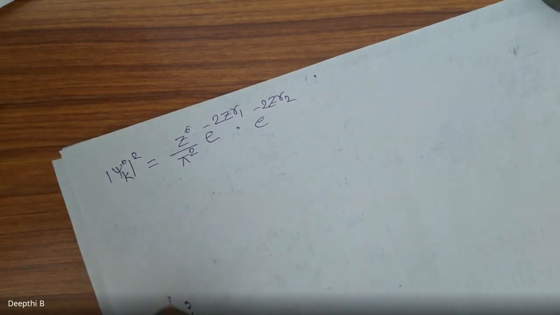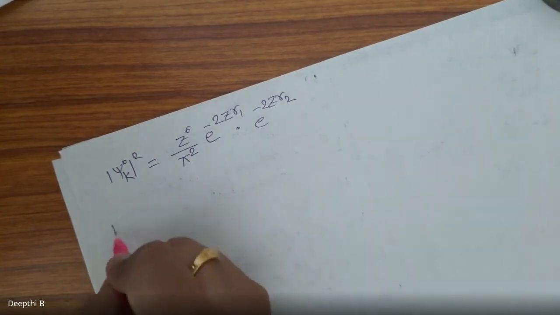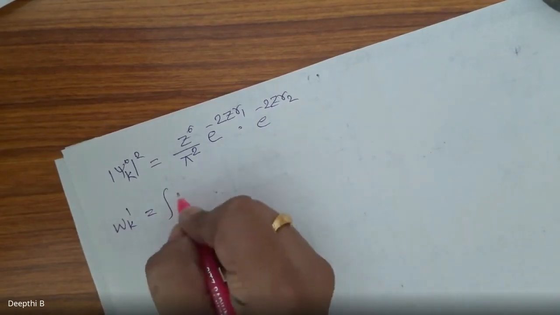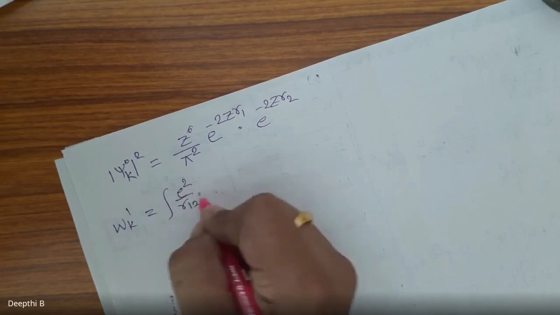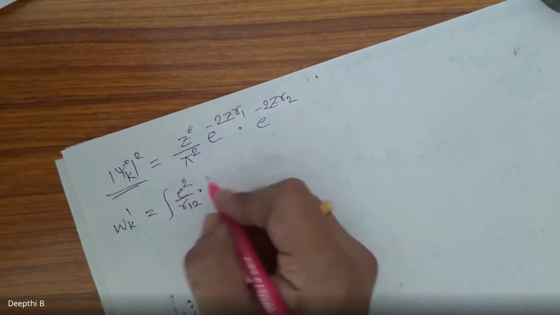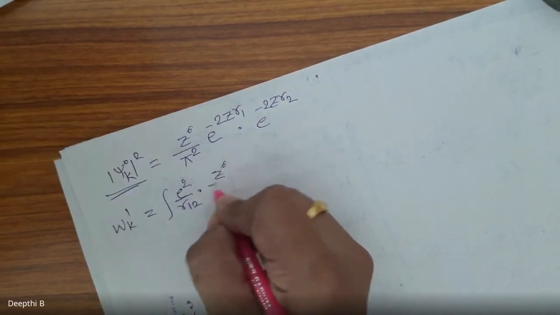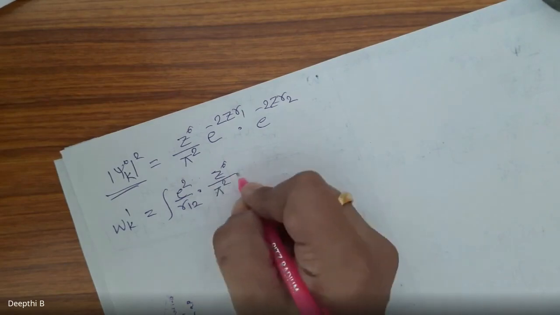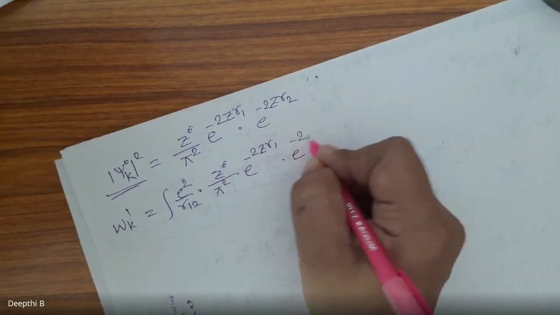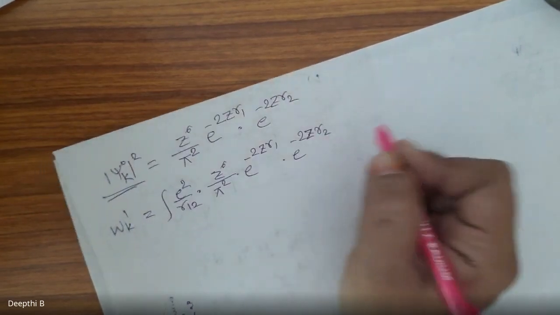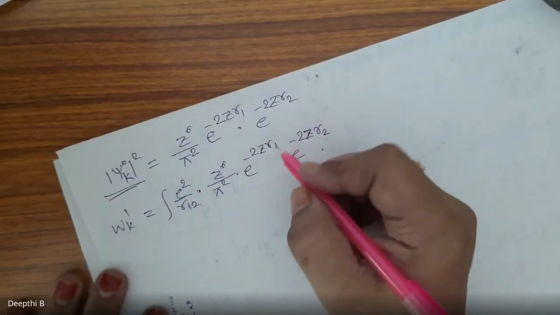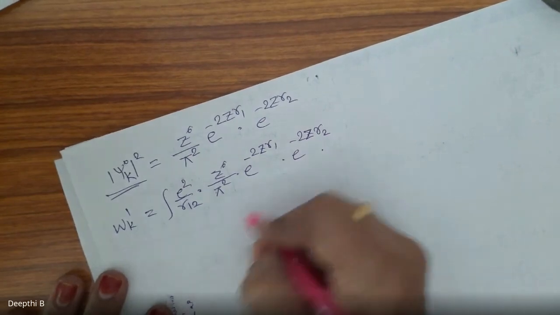Now put that into the WK prime equation. The WK prime equation is what? The integration of E square by R12 into mod psi k square, no? So we have mod psi k square as this. So put Z power 6 by pi square into e power minus 2 Z r1 into e power minus 2 Z r2, into what? Now d tau is there, no? Because we are calculating for two electrons.